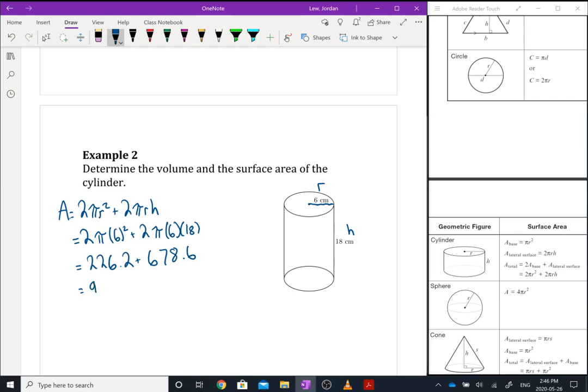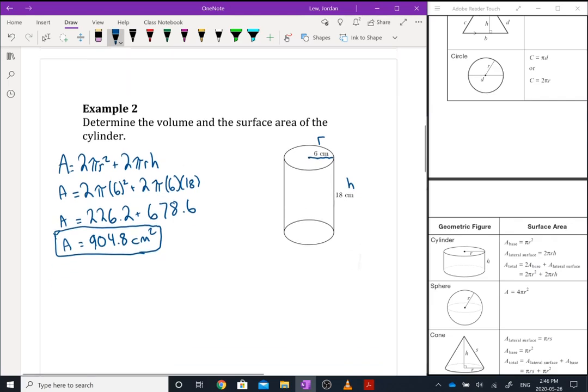And when I add these two together, I get 904.8. And my units, it's centimeters, and because it's surface area, it's centimeters squared. So again, remember, surface area is squared units, volume is cubed units. So that is our surface area of the cylinder.